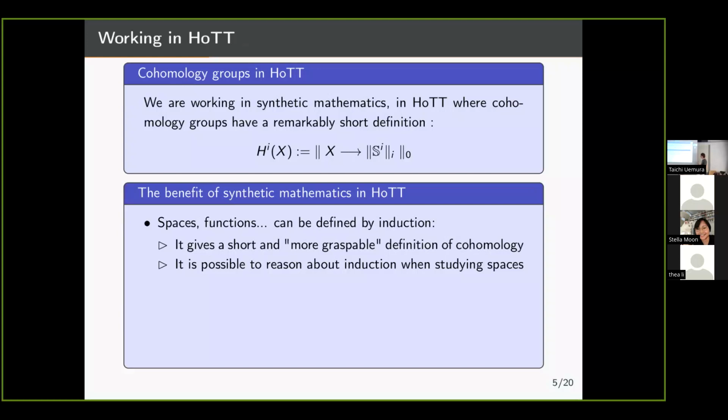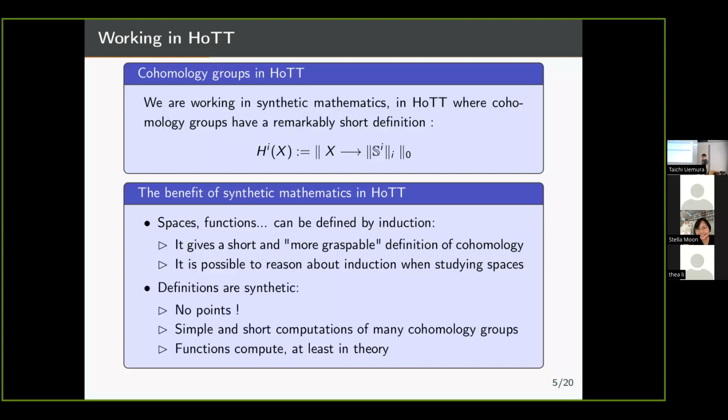Moreover, you can use it by induction when you're defining functions. So you can basically split the complexity into different cases. And also you're synthetic, so you have no points. Makes a lot of definitions much nicer. Also, you get a simple and short computation for many cohomology groups, and functions are supposed to compute.